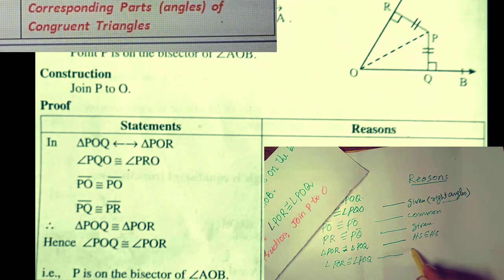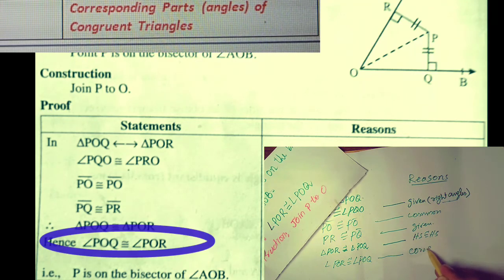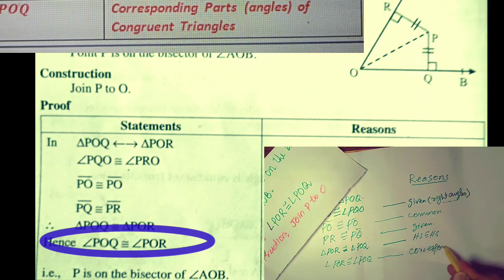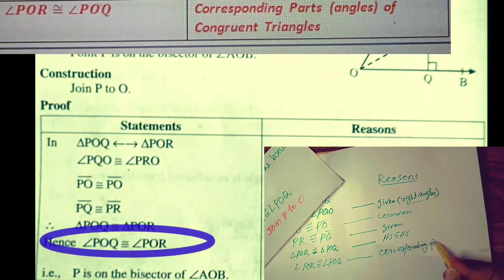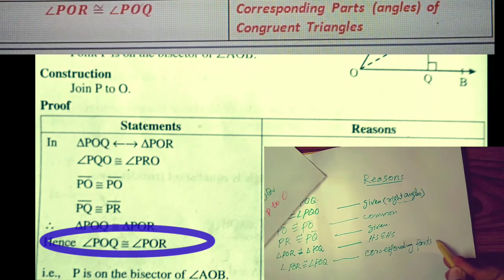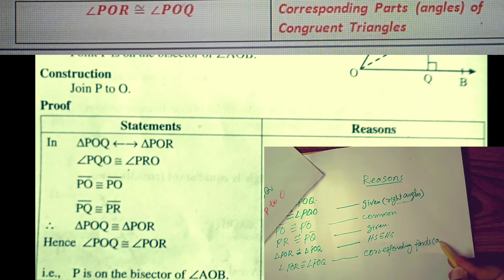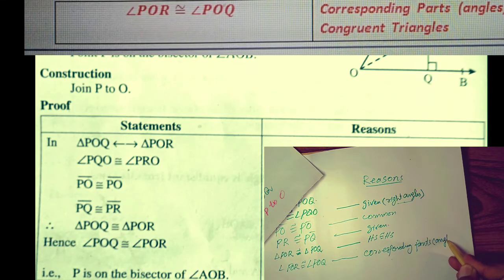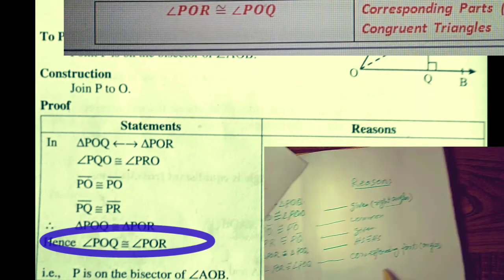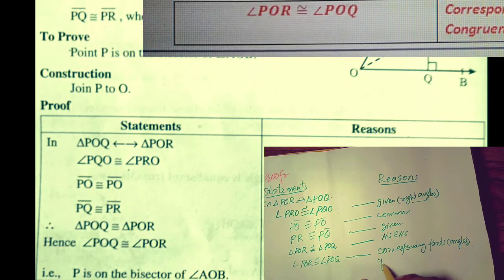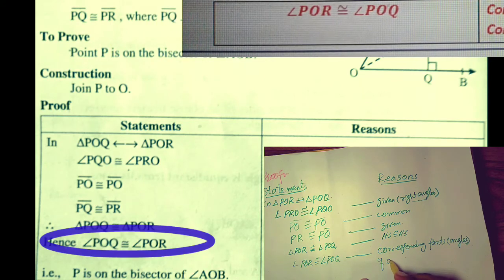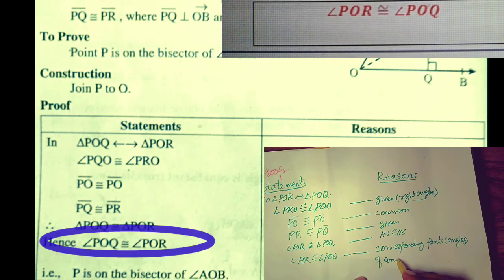CP-CT means corresponding parts, meaning angles, of congruent triangles.